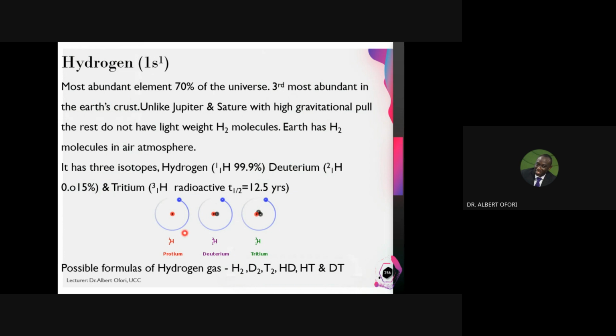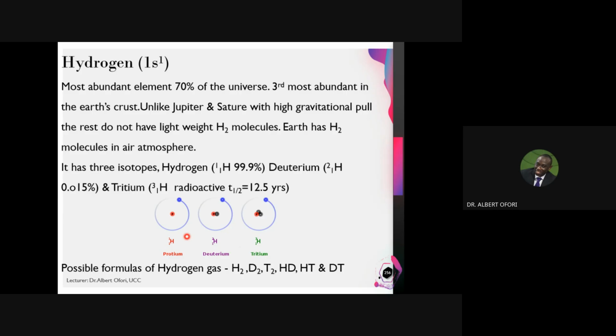And then hydrogen has three isotopes. Isotopes are atoms of the same element with the same electrons and protons but different neutrons. So that makes them have different mass numbers. They exist in three different isotopes. We have the protium, we have the deuterium, then the tritium as well. Now the tritium is quite radioactive. The deuterium is heavy, and the lighter hydrogen is the protium.